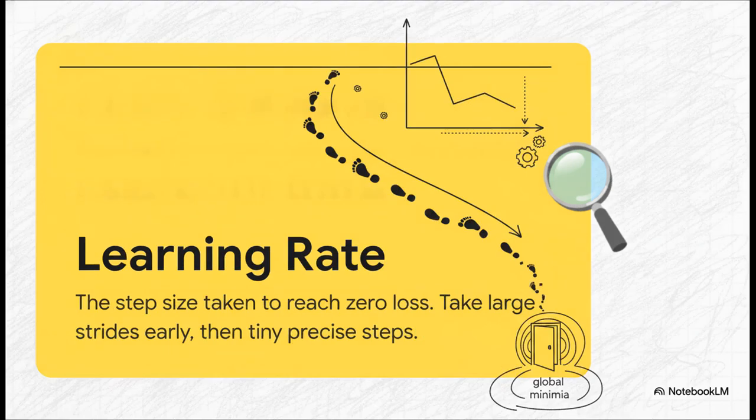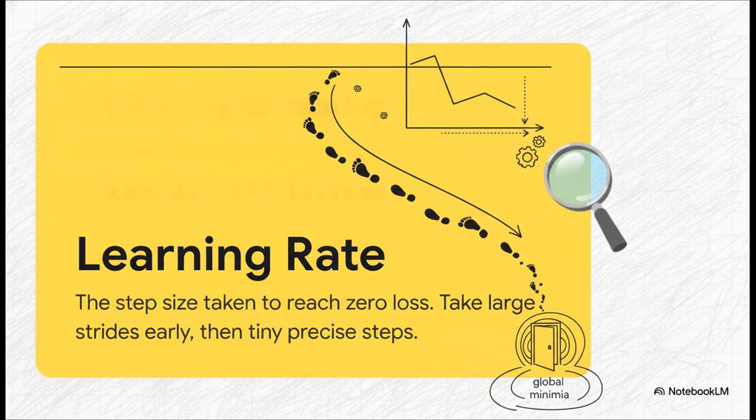Finally, we have the learning rate. This is all about how your model corrects its mistakes to reach what we call zero loss, or the perfect global minima. Imagine you're trying to step exactly onto a very specific spot on the floor, like right on the threshold of a door. When you're far away from that door, you naturally take huge, fast strides. But if you keep taking those huge leaps as you get closer, you're literally going to step right past it.